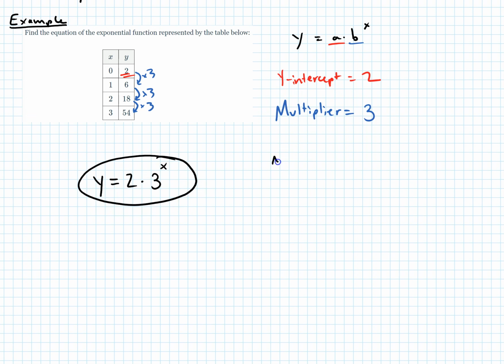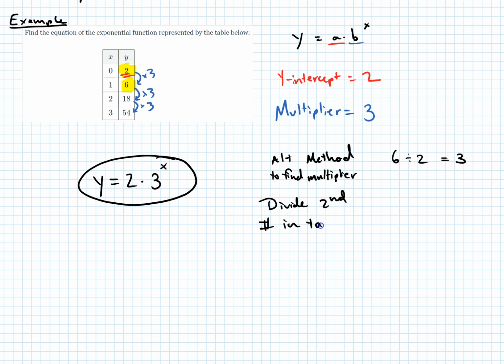Now an alternate method to find the multiplier is you take the second term in the table, the y value, which is 6, and then you divide it by the first value in the table, which is 2. So 6 divided by 2 is 3, so this is an alternate method to find the multiplier. Divide the second number in the table by the first.